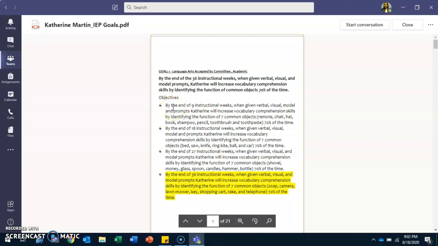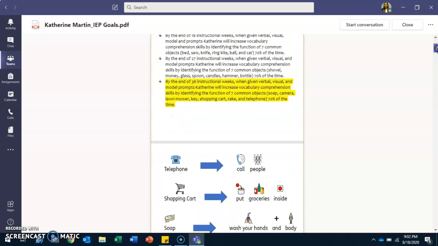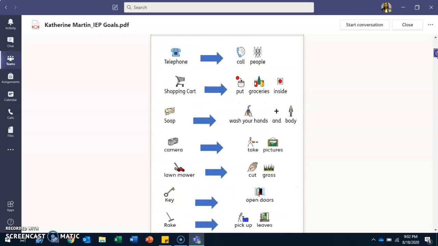Right here, we're going to look at the one that says, by the end of 9 instructional weeks, when given verbal, visual, model, and prompts, Catherine will increase vocabulary comprehension skills by identifying the function of 7 common objects such as a remote, the chair, the hat, book, shampoo, pencil, toothbrush, and toothpaste. So we're going to begin. If you can go into your packet, flip over the page, and you should have this, which is what we're going to be reviewing.